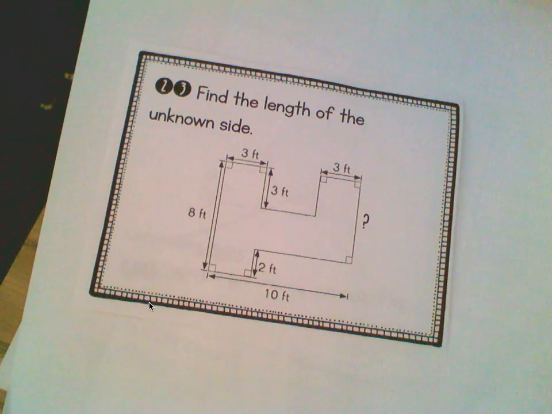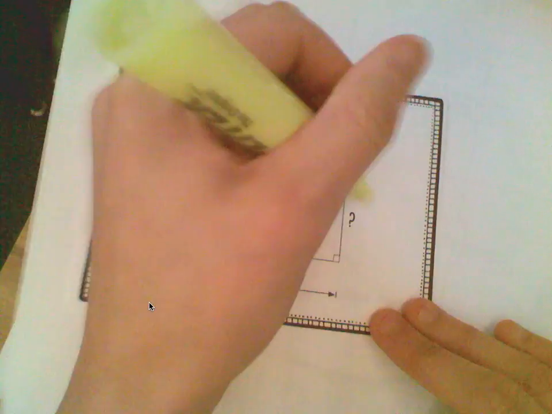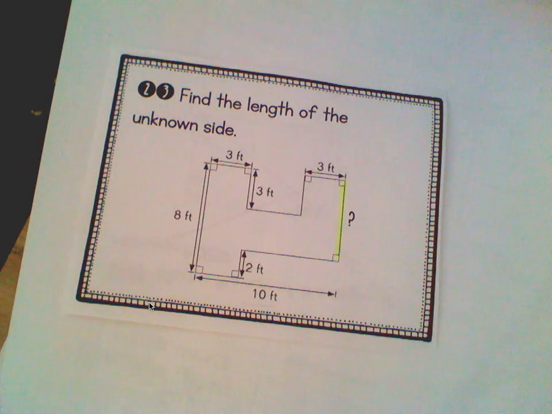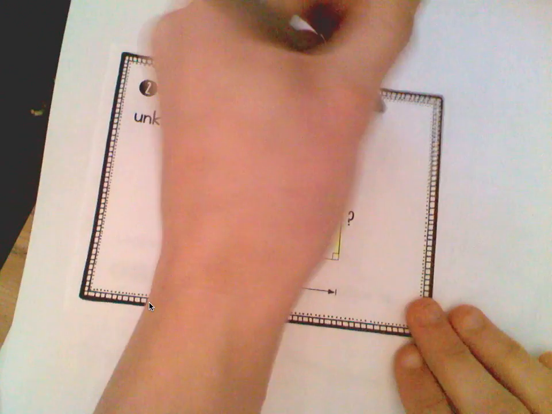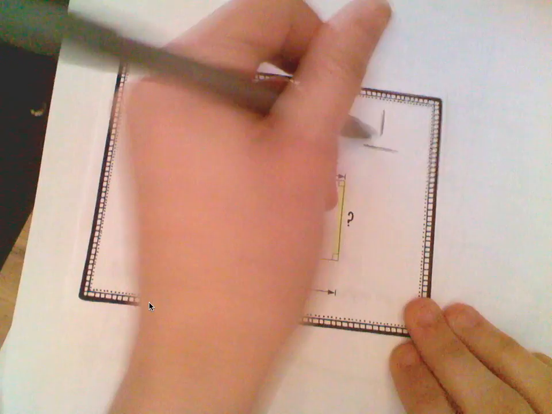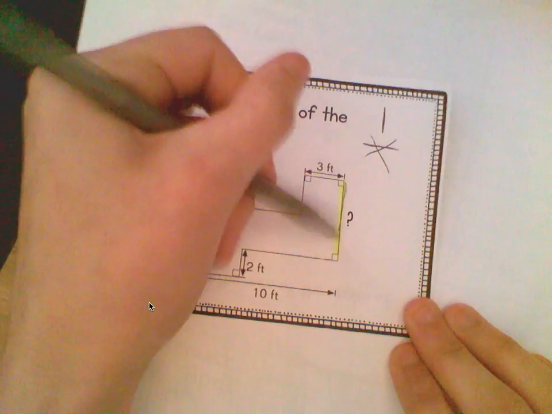Find the length of the unknown side. I'm going to use my highlighter. Where's the unknown? Right there. All right. So I'm trying to find a vertical line, so I'm only worrying about vertical lines. Remember, vertical is like this. Horizontal is like this. I am not caring about horizontal lines because this is vertical.